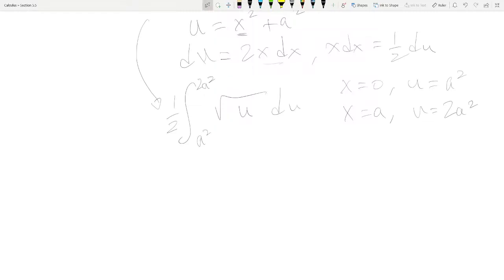And I'm ready to go. The integral is 1/2. The antiderivative of root u is u to the 1/2 power plus 1, which gives me 3/2. Then I divide by that very 3/2, but that's the same as multiplying by its reciprocal, which is 2/3.